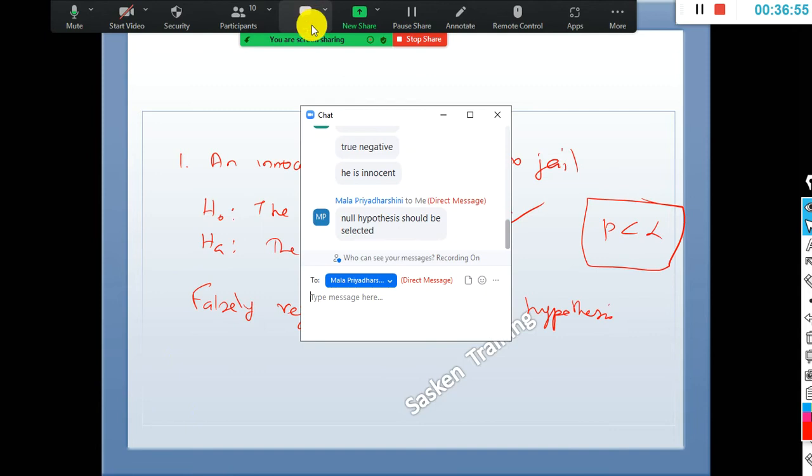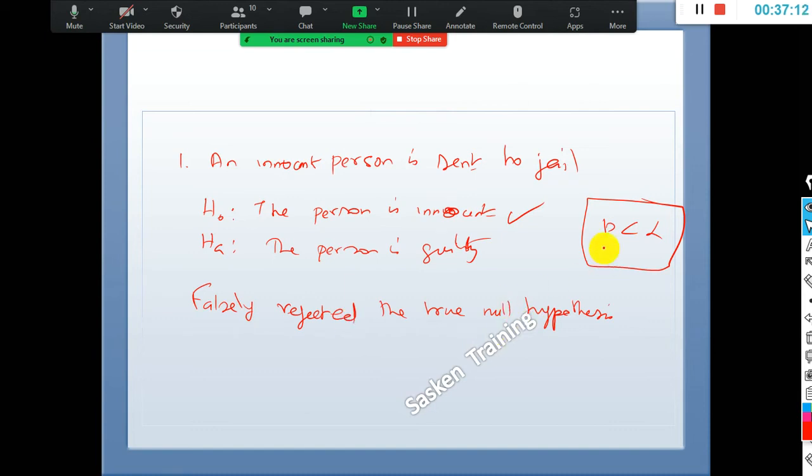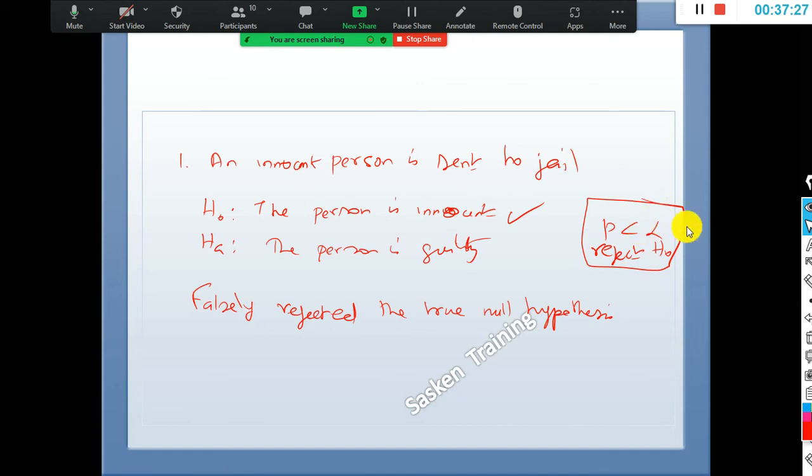If the p-value is less than alpha, what does it say? Mala, you mentioned the opposite thing, right? Karthik, accept, no, not accept, right? P is less than alpha, reject the null hypothesis. Guys, this is very important. Please remember, reject H sub 0, the null hypothesis. If you want to memorize it, please memorize it, even if you go to the restroom. Yes, P is less than alpha, reject the null hypothesis.